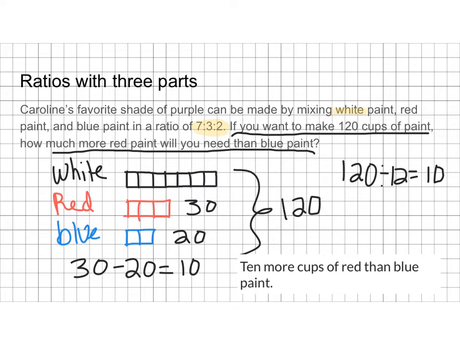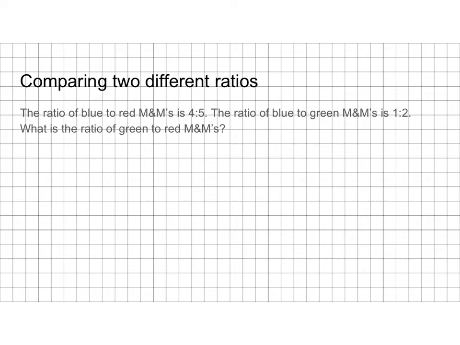Now let's look at another type of problem. So here we have 3 quantities, but instead of having one ratio with all of them, we have 2 different sets of ratios. So we've got a bowl of M&Ms, and the ratio of blue to red M&Ms is 4 to 5. The ratio of blue to green is 1 to 2. And I want to know what's the ratio of green to red. Notice that we haven't been told the total number of M&Ms. We don't know that. We have to just work with the ratios.